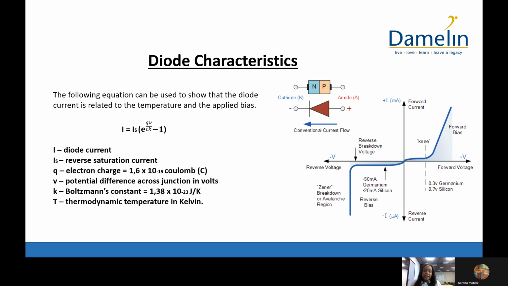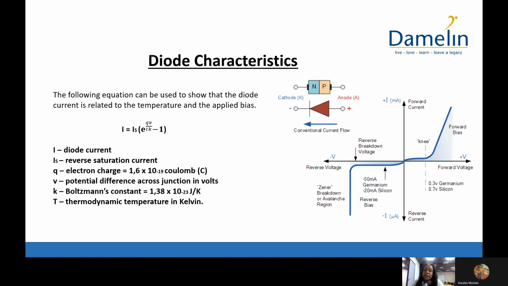This I is equal to IS, IS standing for the reverse stationary current. That is basically the current at room temperature, what the current is without being affected by temperature. And the Q is the electron charge value, which is a constant. It's always going to be 1.6 times 10 to the power of negative 19, and its unit is coulombs, C.